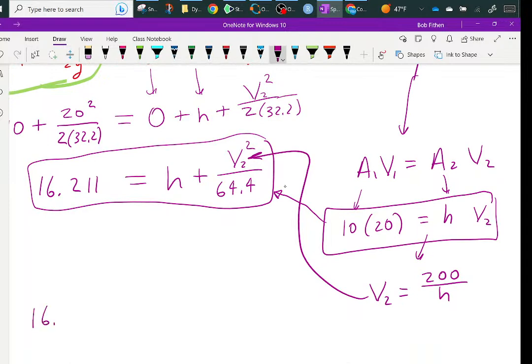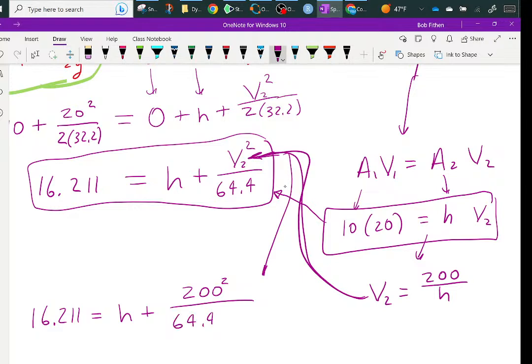16.211 equals H plus 200 squared over, so I'm putting this V2 in here, squaring it and copying it down. It doesn't look like a square, does it? Now it does. Over 64.4 H squared.